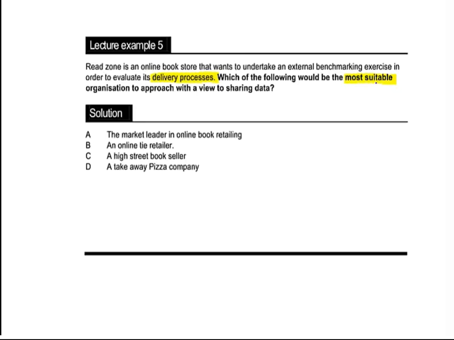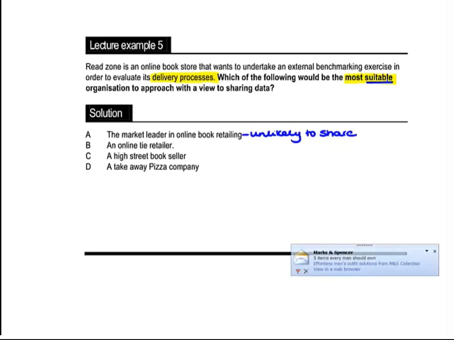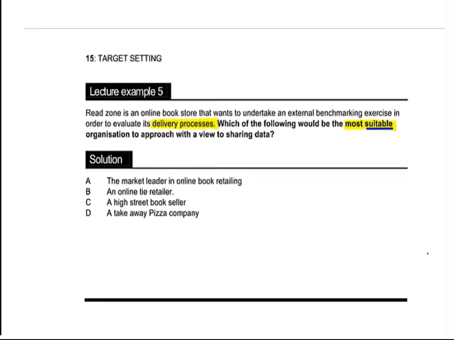The market leader in online book retailing. Now, ReadZone might want to share their information about their delivery process, but it's unlikely that they would be prepared to share. They're not going to give a potential competitor access to their information. So while we might want to, we're unlikely to, so they're not going to be suitable. The high street bookseller, well, distribution is very different. If you go to a high street bookshop, then you buy the book and you take it away.